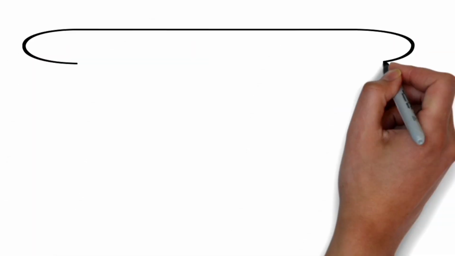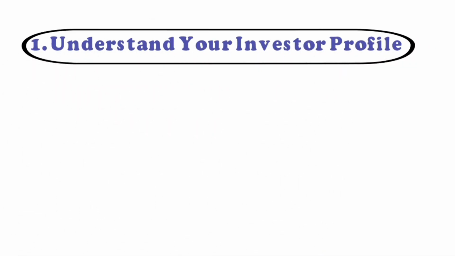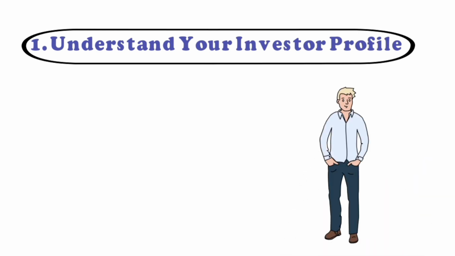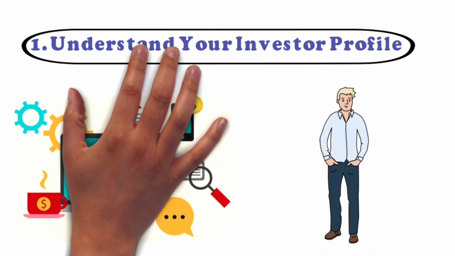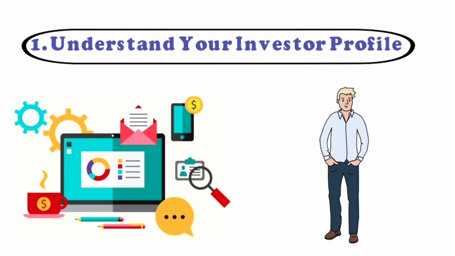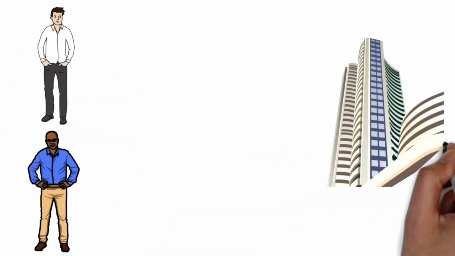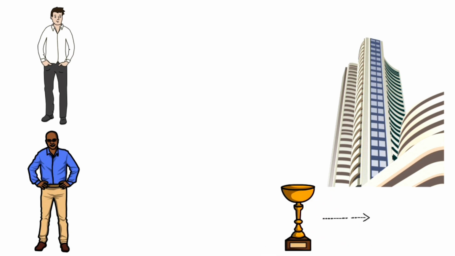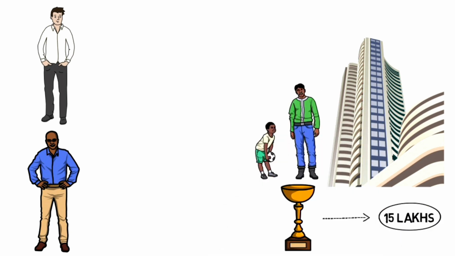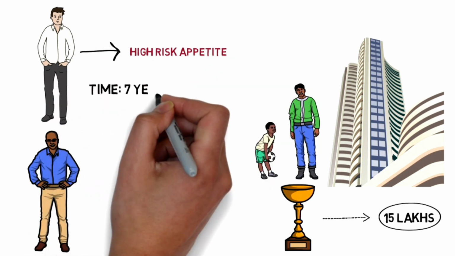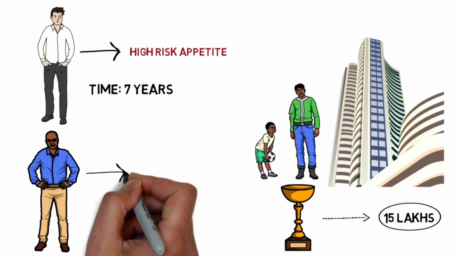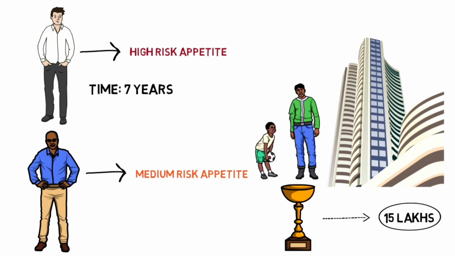Number 1. Understand your investor profile. Every investor is unique and has a specific investment requirement. Let's say that there are two investors, A and B, who are planning to invest in the stock market with a financial goal of accumulating around 15 lakhs for the higher education of their children. A has a high risk appetite and wants to raise the amount in 7 years. On the other hand, B has a medium risk appetite and has 10 years before he would need the money.